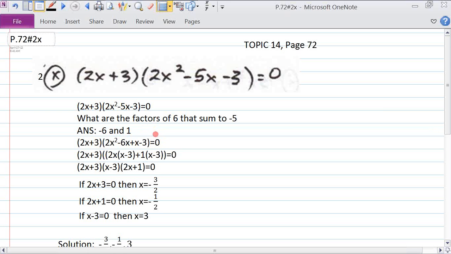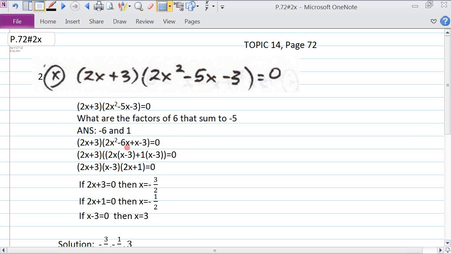Now, you could say, well, what about 3 and 2? Yes, they would multiply to 6, but you'd either have to have minus 3 and plus 2, or plus 2 and minus 3, and they would not sum to minus 5, because this term here is negative. So here we have minus 6 and plus 1.